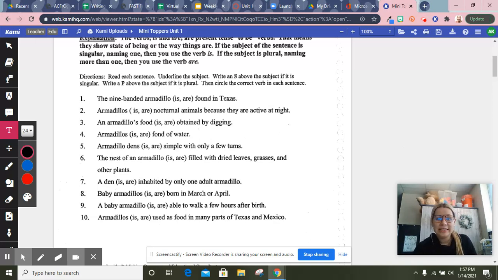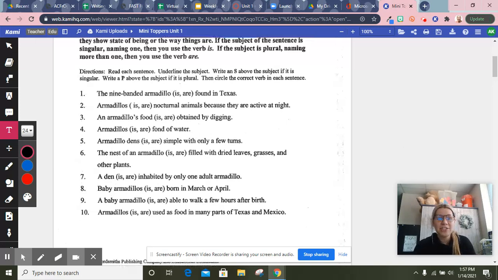It ends in armadillo, so not armadillos. So that means there's one. So what do you use, is or are? Is. A lot of the times when you get really, really good, you can hear it. Because you wouldn't say the 9-banded armadillo are found in Texas. That sounds silly. Is found in Texas is the right way to do it. So you'll do that page.